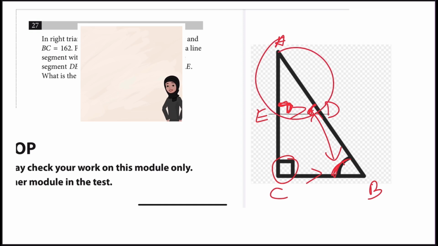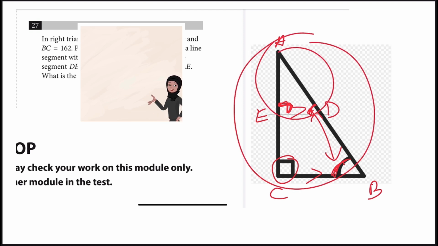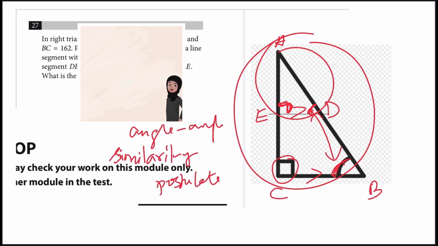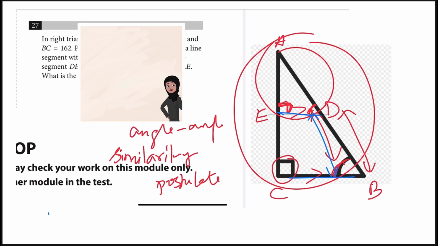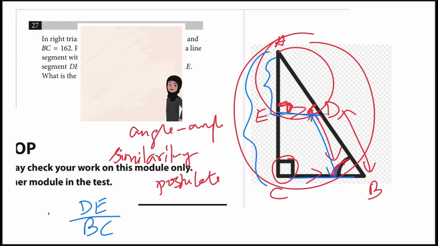So triangle ADE, this top triangle, is similar to triangle ABC, that is the full triangle, by the angle-angle similarity postulate, where side DE corresponds to side BC, and side AE corresponds to AC. Since the lengths of corresponding sides in similar triangles are proportional, it follows that DE divided by BC is equal to AE divided by AC.